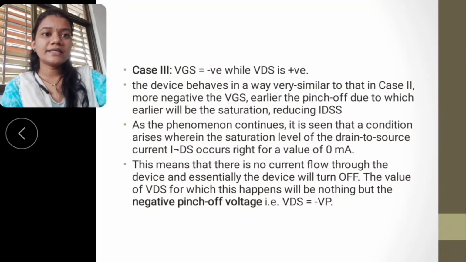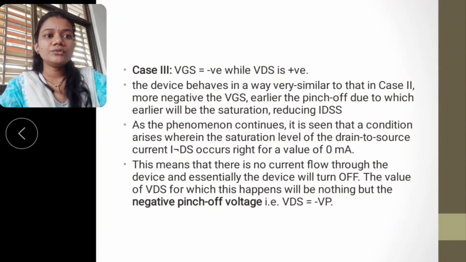And this is case 3, that is, VGS is negative and VDS is positive. So that time, the device behaves very similar to case 2. That means when we apply more negative gate to source voltage, the pinch off occurs earlier, which means saturation will be reached earlier, okay, because IDSS is reduced.